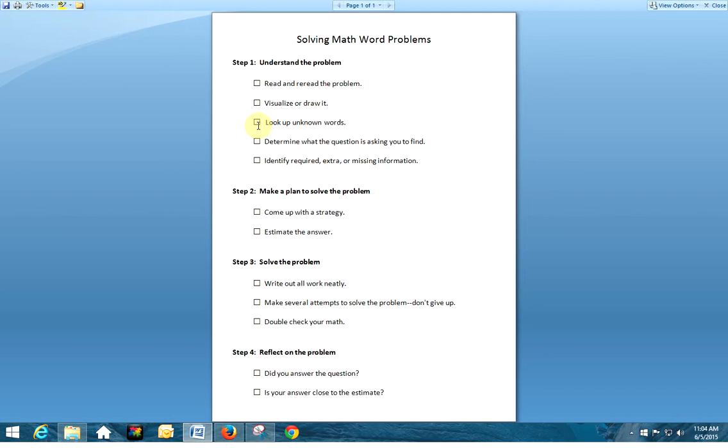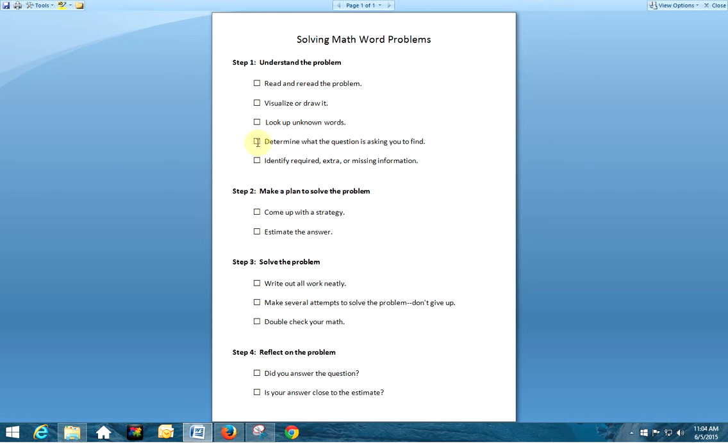Next, look up unknown words. If you're doing your homework, you should definitely use a dictionary or an online dictionary. However, if you're in a testing situation and you can't do that, then you need to guess what the word means from looking at the words around it or in general from your understanding of the entire problem.